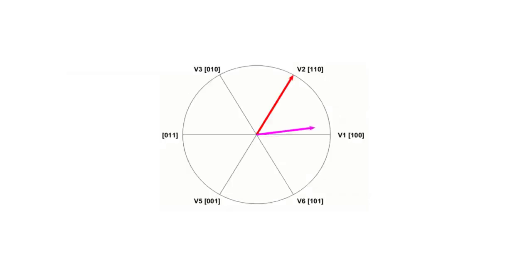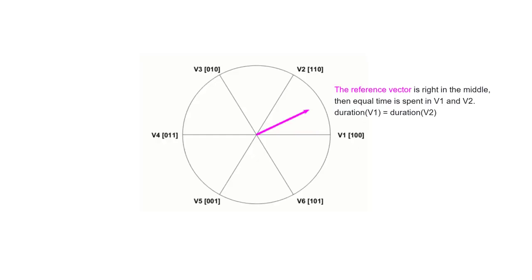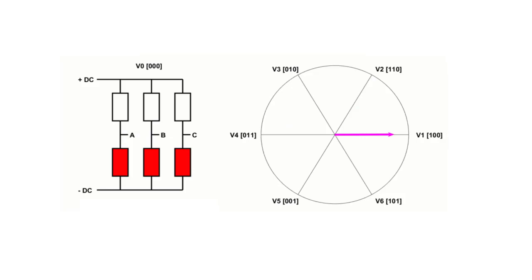Another important thing you might have noticed is that the time we spend in each vector varies. If the reference vector that we want to create is closer to one of the adjacent vectors, then we spend more time in that vector. If the reference vector is right in the middle of the two adjacent vectors, then we spend equal time in each vector. Let's start the animation and monitor the on-time duration of V1 and V2.